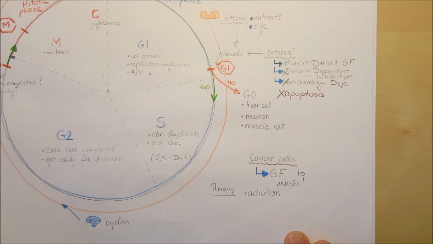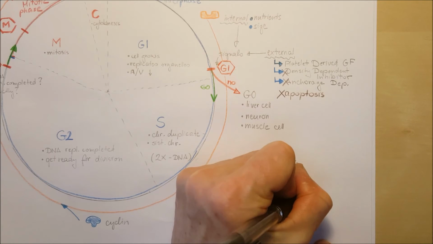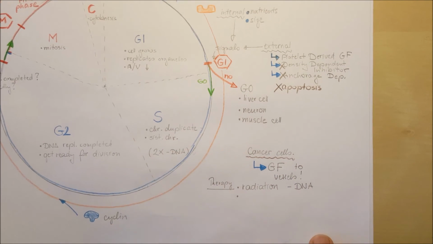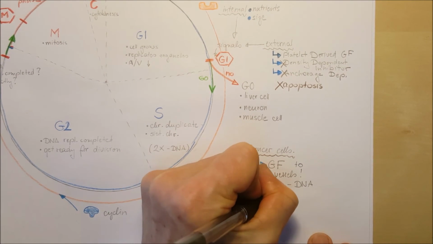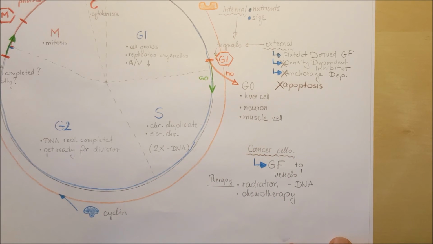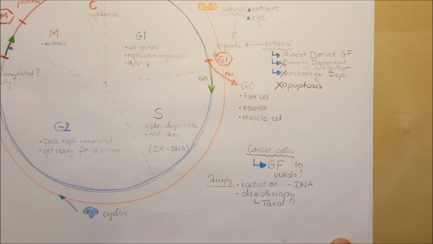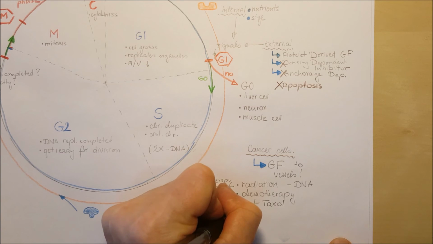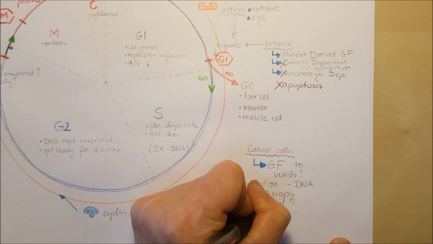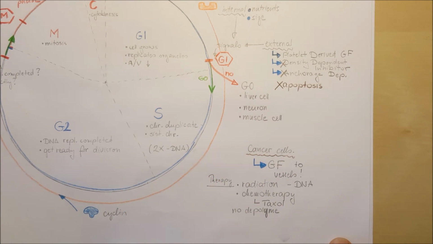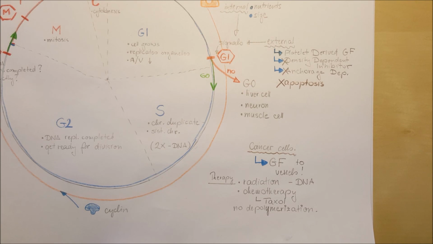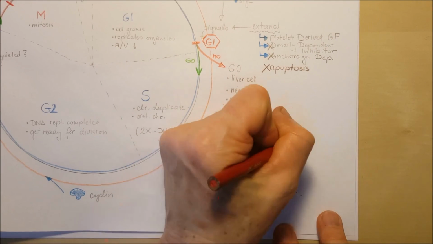The therapy for the cancer is radiation that damages the DNA, and the cell cannot repair its DNA, so that's what the doctors count on, that they can destroy the cancer cells. Or chemotherapy like Taxol that doesn't let the cell go through depolymerization of the spindle microtubules, so the cell will freeze in metaphase. And that's it about the cycle.